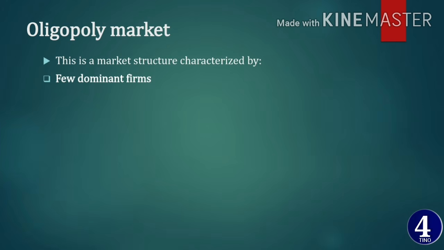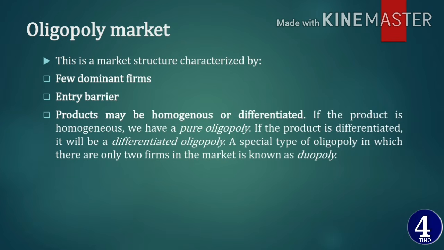Anyway, in an oligopoly market, we have a few dominant firms. The second characteristic is entry, similar to that of the monopoly market. Entry is blocked because of the power of these dominant firms. It will be difficult to enter and compete with these oligopoly firms. So entry is difficult here. And products may be homogeneous, the same.